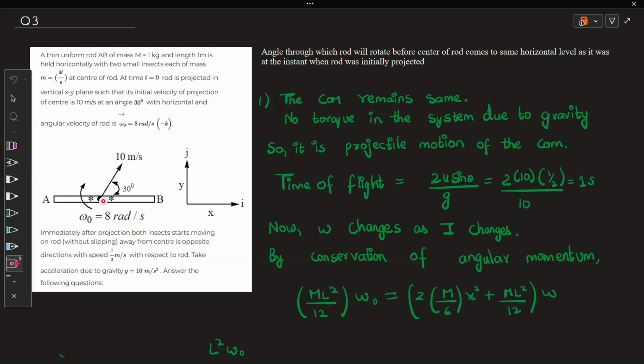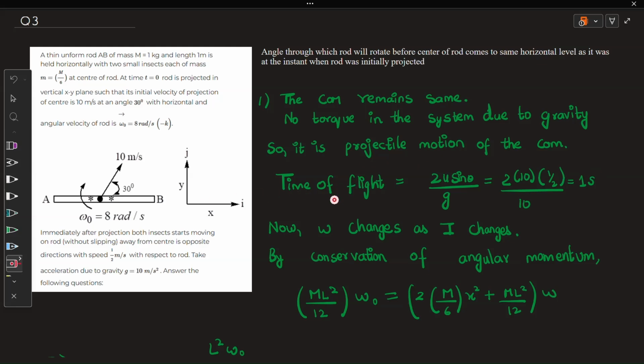So as a system, this is completely projectile motion. Let's consider the whole thing as a particle which is projected with 10 meter per second velocity at a 30-degree angle. Also, there is no torque in the system due to gravity, because the torques due to these two cancel, being equal and opposite in direction. It is projectile motion of the center of mass. You just think about this condition.